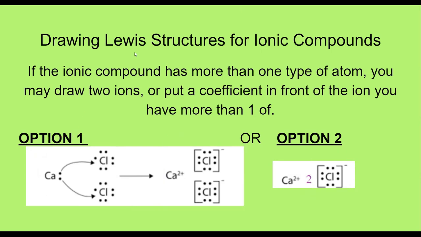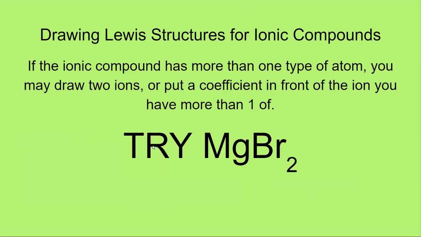And you really have to practice this, otherwise you're not going to be able to do it by yourself on a test or a quiz. Okay, if the ionic compound has more than one type of atom, you're going to either draw 2 ions or put a coefficient in front of the one that you have more than one of.